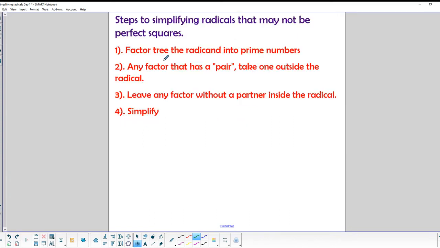So first off, what we are going to do is factor tree the radicand, which is the number underneath the radical. Then any factor that has a pair, meaning a perfect square, we take one outside the radical. Leave any factor without a partner inside the radical, and then simplify it from there. So let's show you a couple ways to go about doing this.